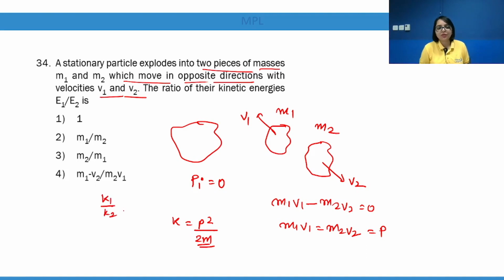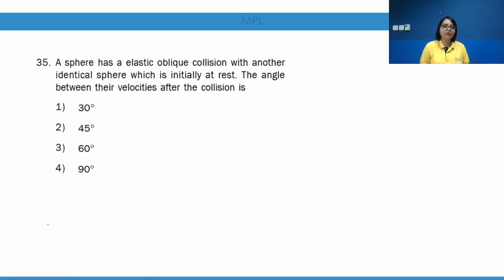So K1 upon K2 can be written as M2 upon M1, which is option 3. Question number 35. A sphere has an elastic oblique collision with another identical sphere which is initially at rest. So we are talking about the elastic oblique collision with the same type of body, identical body. So the angle between the velocities after the collision must be 90°. So this question is based on information. You can always remember this information that the angle must be 90°, which is option 4.